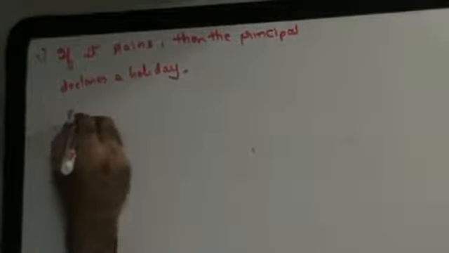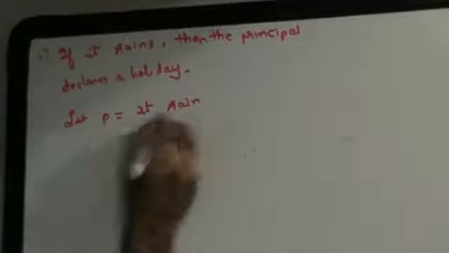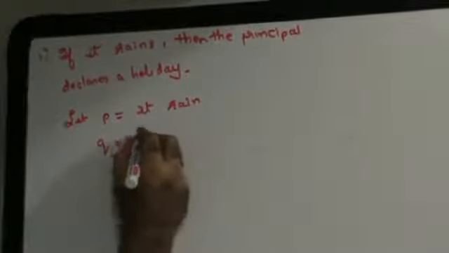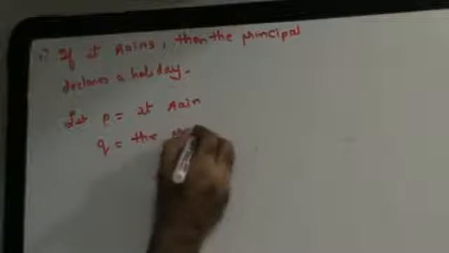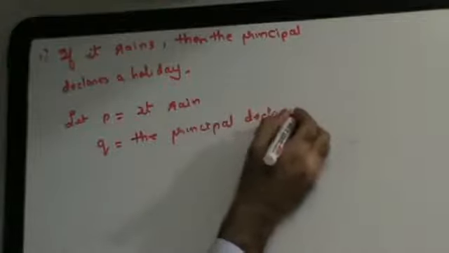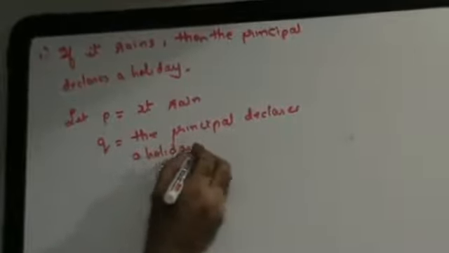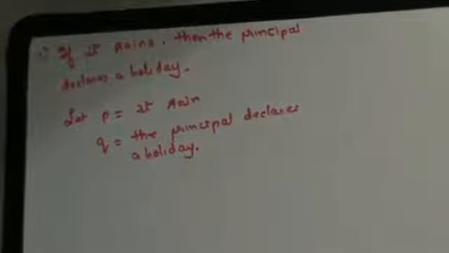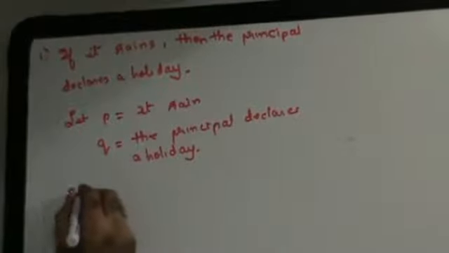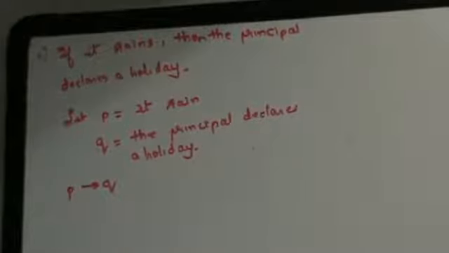Right? Now guys, let us assume, let P be equal to it rains, and let us assume that Q is the principal declares a holiday. They've given you if it rains, then the principal declares a holiday. Symbolically, this is what they've given you.